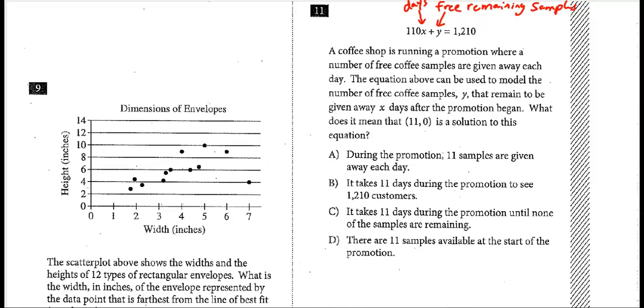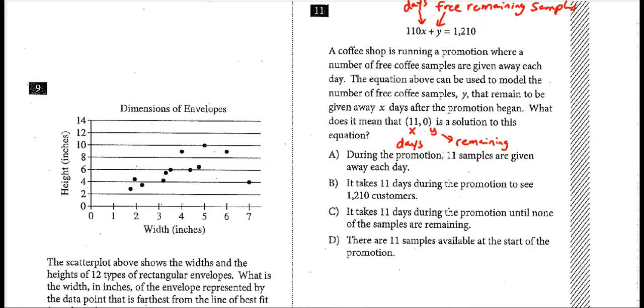And they want to know, what does it mean that 11, 0 is a solution to the equation? So 11 is the X, so that's the days. 0 is the Y, so that's remaining. So it sounds like after 11 days, there are 0 coffee samples remaining. So let's see if we can find that.